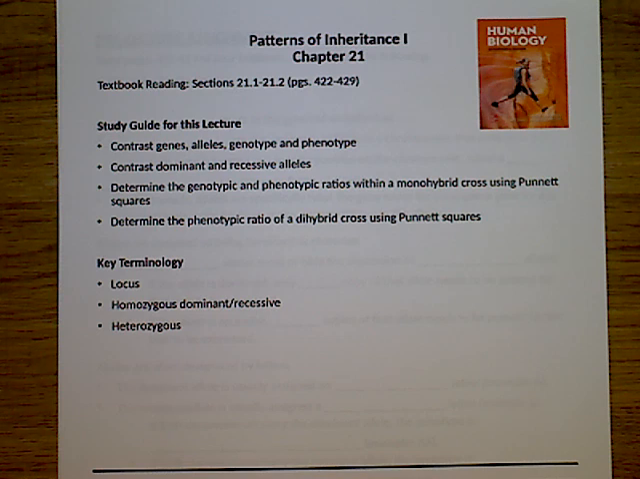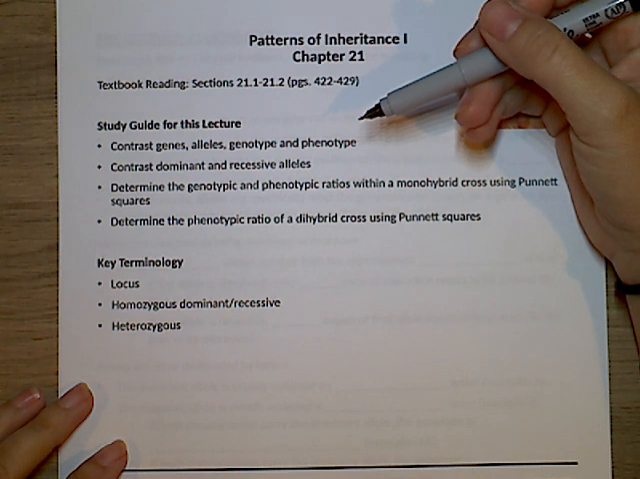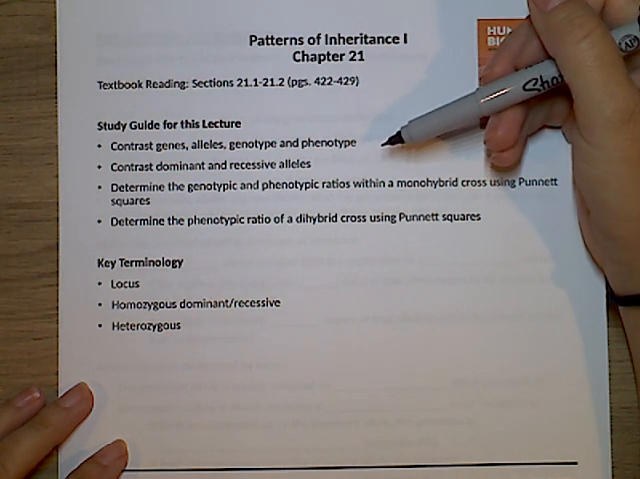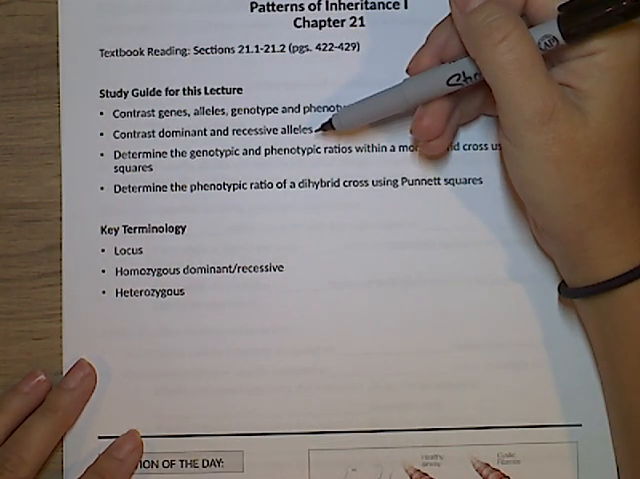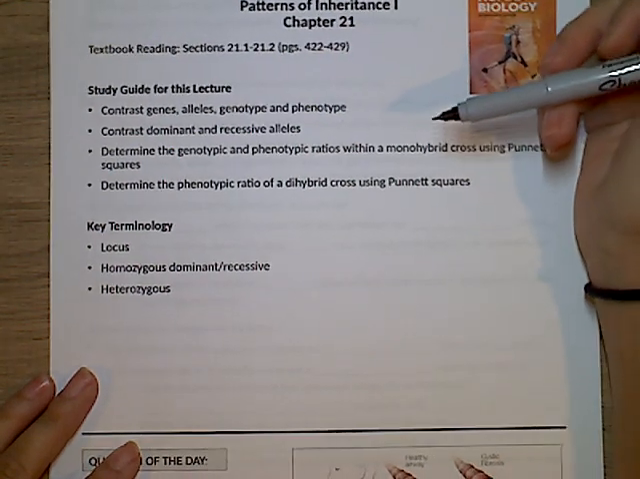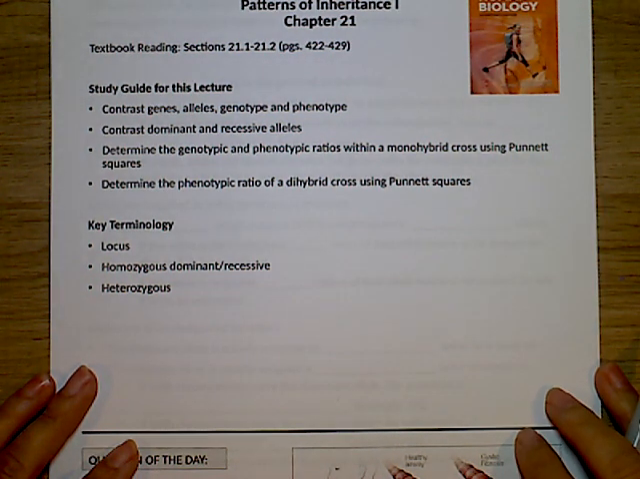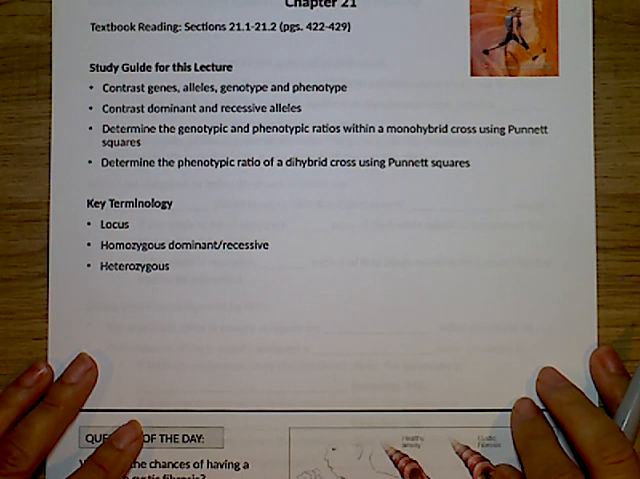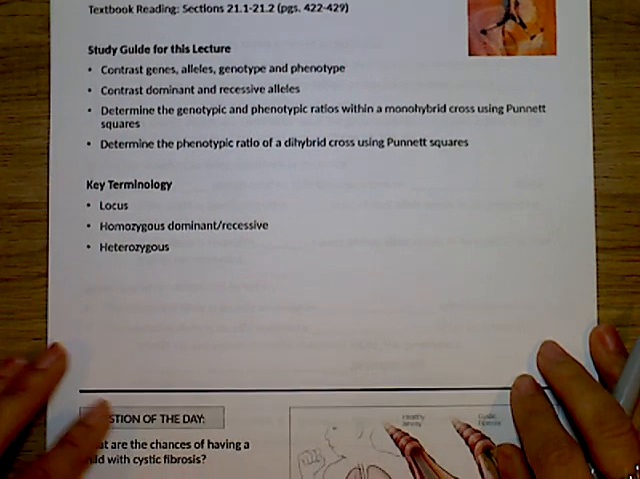All right, so we are on chapter 21, Patterns of Inheritance, part 1. The main things that you should be able to do after this is contrast genes, alleles, genotype, and phenotype, contrast dominant and recessive alleles, determine the genotypic and phenotypic ratios within a monohybrid cross using Punnett squares. That's a lot of vocabulary, so make sure you know that. And determine the phenotypic ratio of a dihybrid cross using Punnett squares.